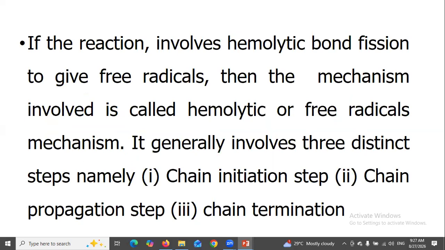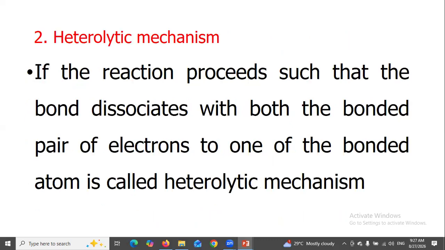If the reaction involves homolytic bond fission to give free radicals, then the mechanism involved is called homolytic or free radical mechanism. It generally involves three distinct steps, namely the chain initiation step, chain propagation step, and the chain termination step.